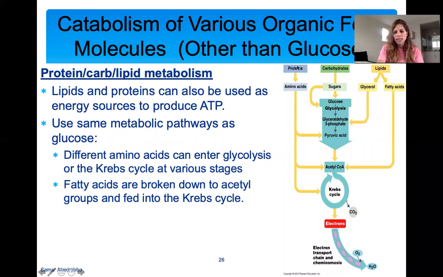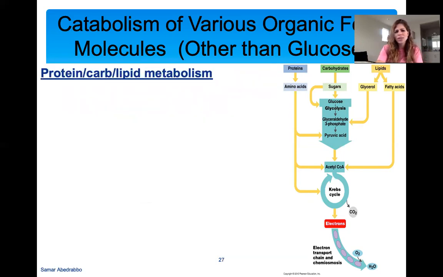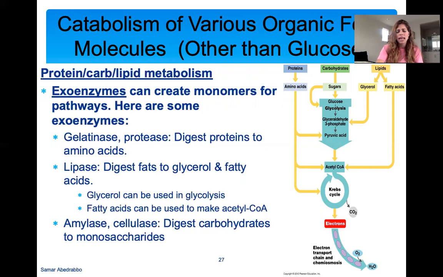For example, proteins are broken down or hydrolyzed to amino acids, and amino acids can enter glycolysis or the Krebs cycle so that you eventually make energy. Lipids can be broken down or hydrolyzed into glycerol and fatty acids, which will enter the cycle so that you get energy. They can enter the Krebs cycle to make NADH and FADH2, and then those can go to the electron transport chain. And so you can catabolize many different macromolecules.